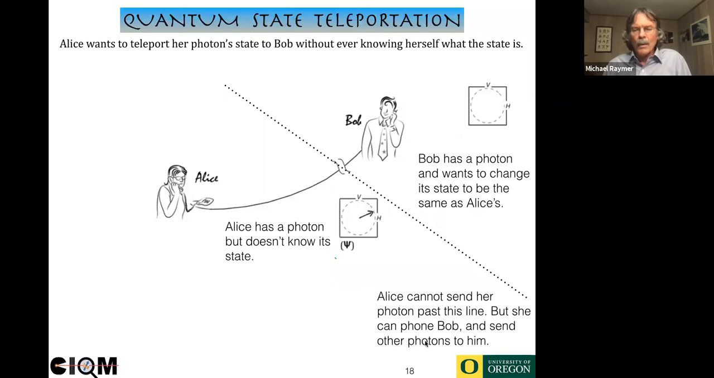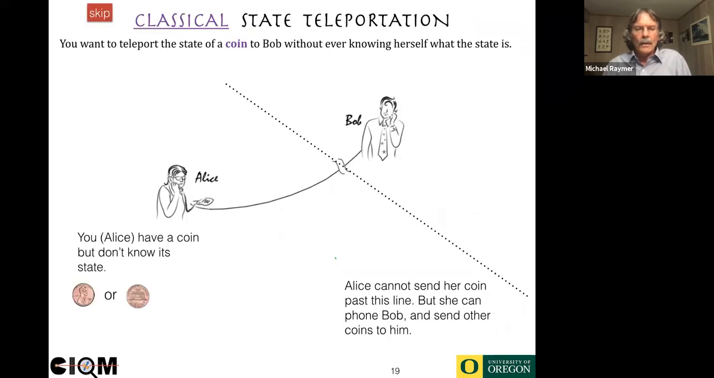But when I say that, what I meant was that Alice and Bob can previously share some entangled photons before this experiment is started. So let's first consider this in a classical scenario. Let's say Alice, which I say you, has a coin, but you don't know its state. Could be heads or tails.